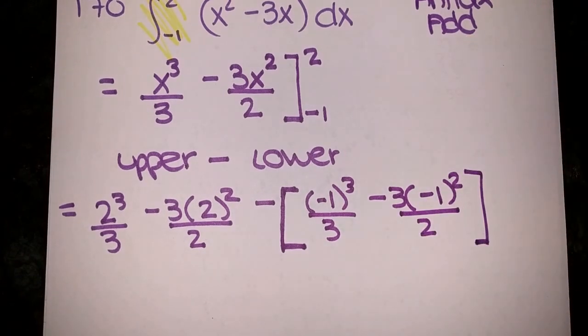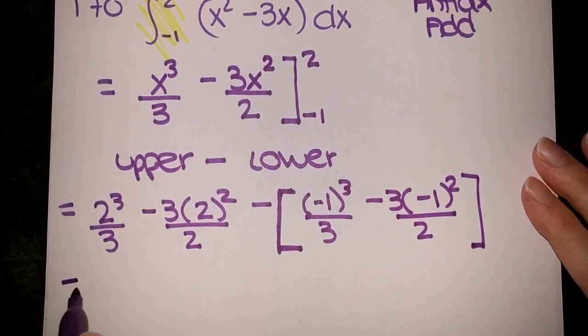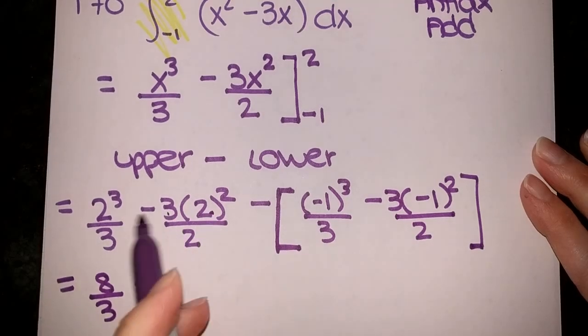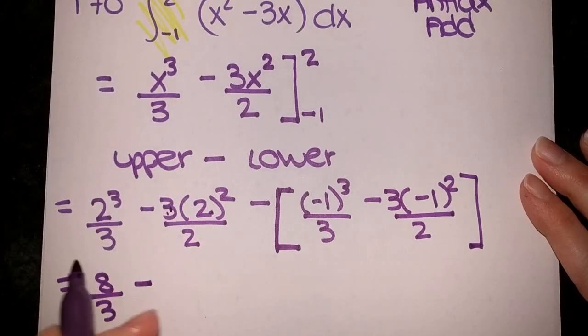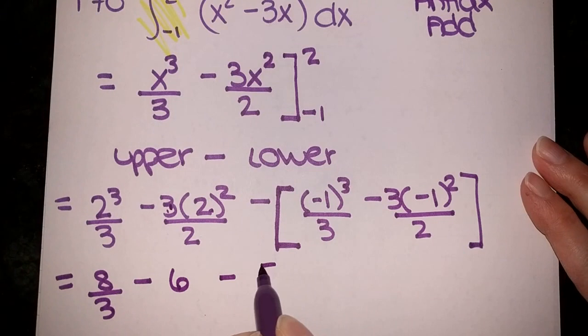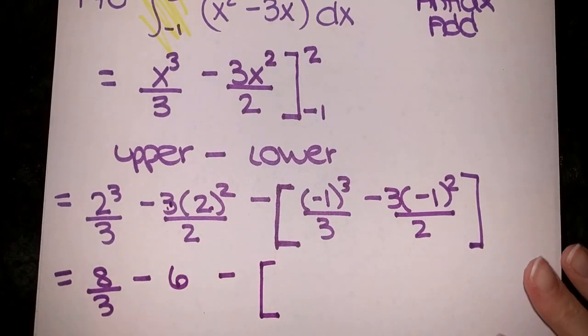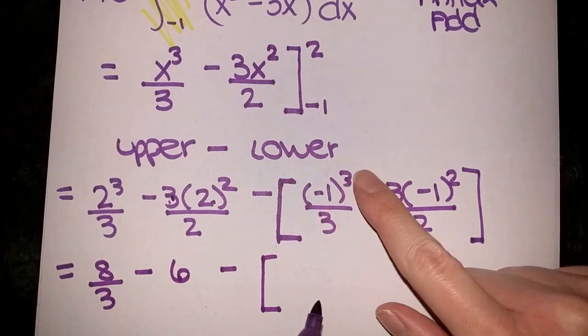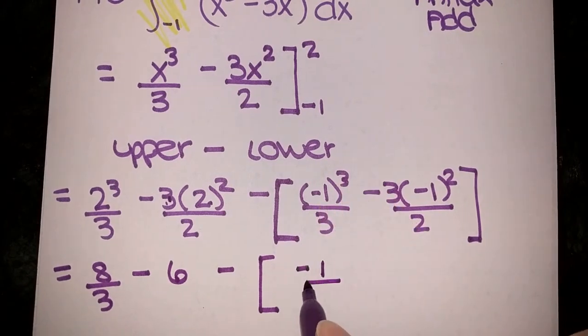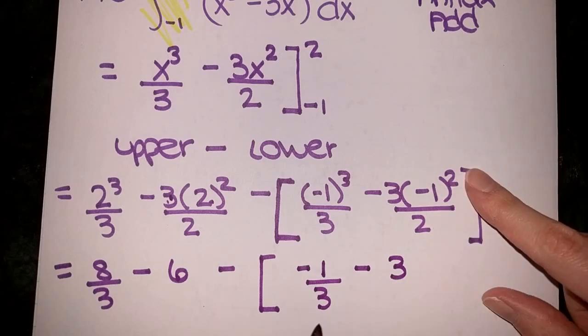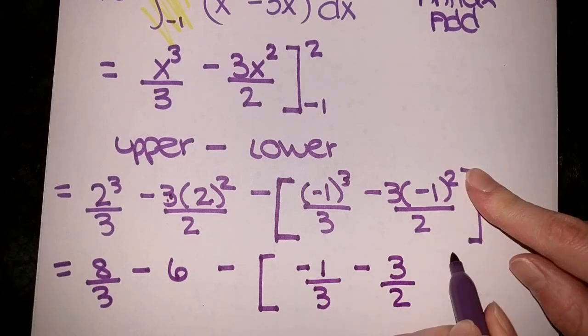All right, now you need to be able to do this without a fancy calculator. So you have 2 to the third, which is 8 over 3, minus 4 times 3, so that gives you 12 over 2, so that gives you 6, minus, and what I do is I evaluate the bracket and then deal with the other part of it. So I have -1 to the third power, so that gives us a -1 over 3, minus 3, this -1 squared gives us a positive over 2.